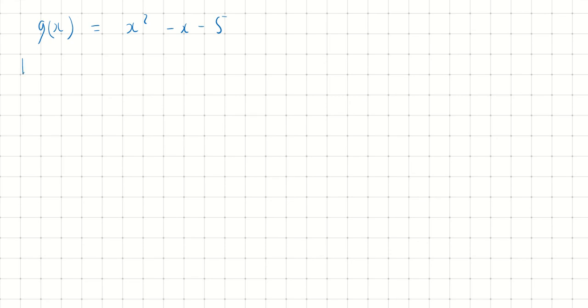So what is g(3)? For g(3), rather than x, we're going to replace all the x's with 3's. So g(3) is just 3 squared minus 3 minus 5, which is 9 minus 3, which is 6, minus 5 is 1. So that's what g(3) is.